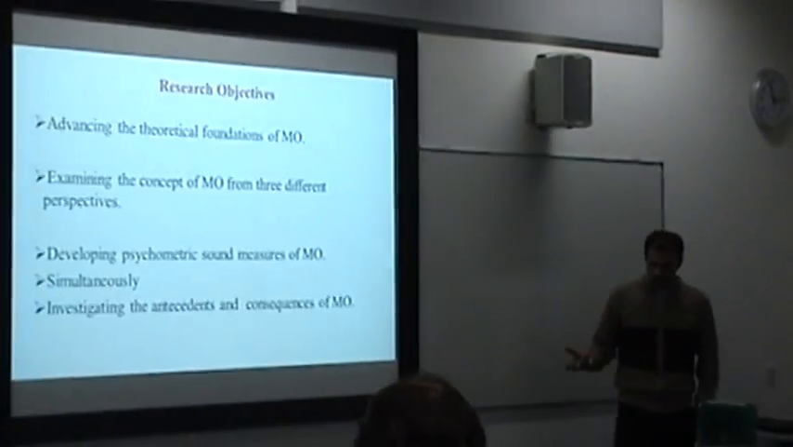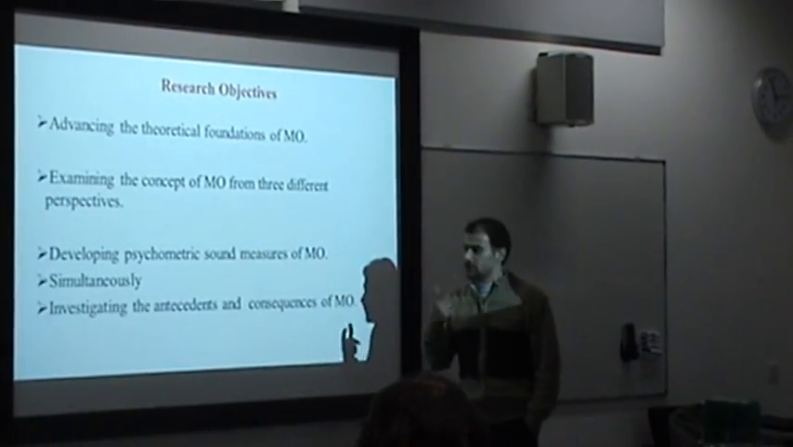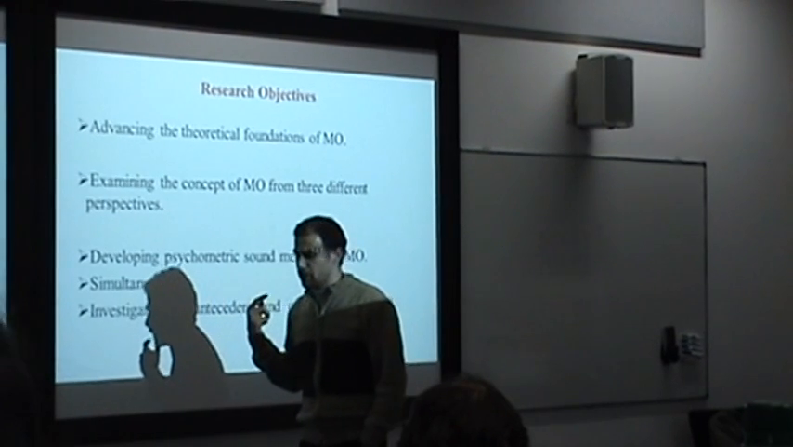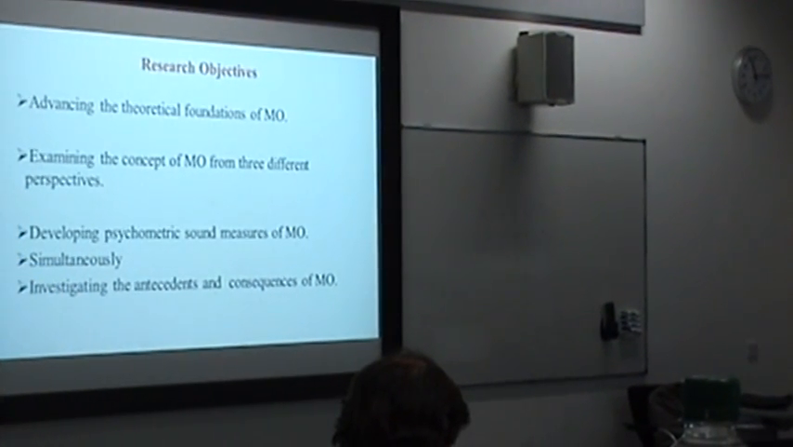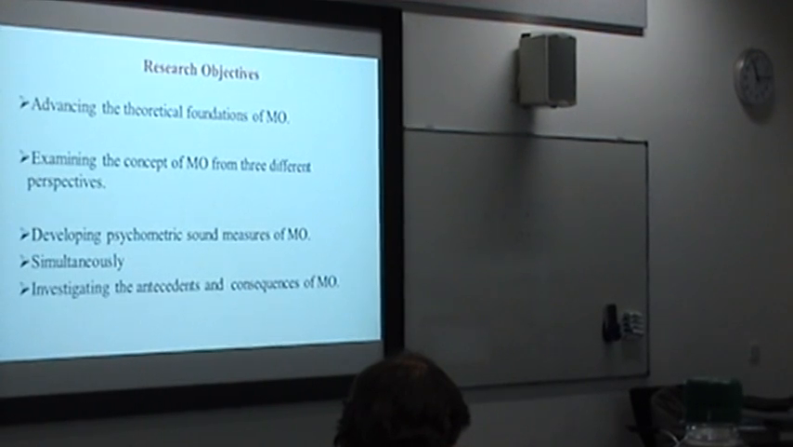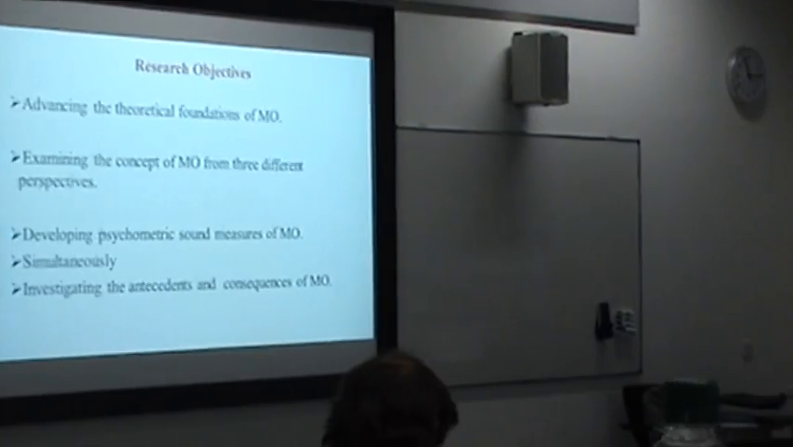Now, to start with the first part, which is the research objectives, as you see, there are 4 key objectives. The first one is to advance the theoretical foundation of the market orientation concept by relying on multiple constituency theory and value chain theory.